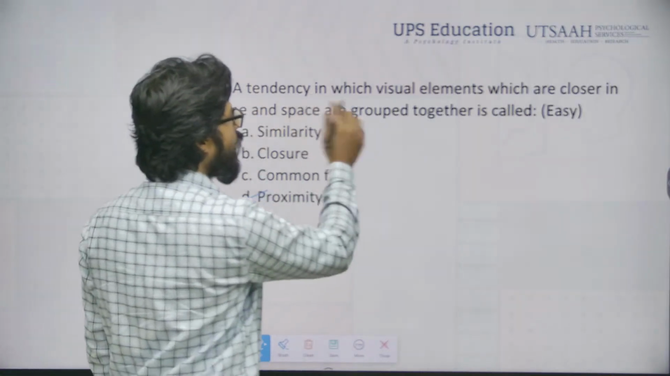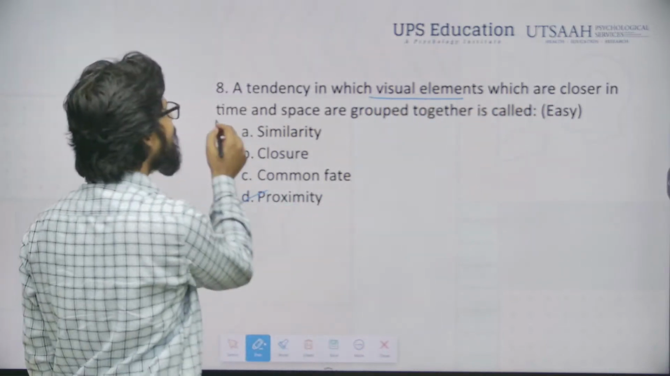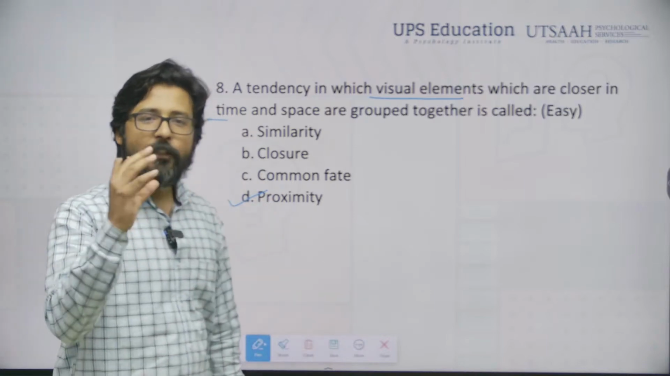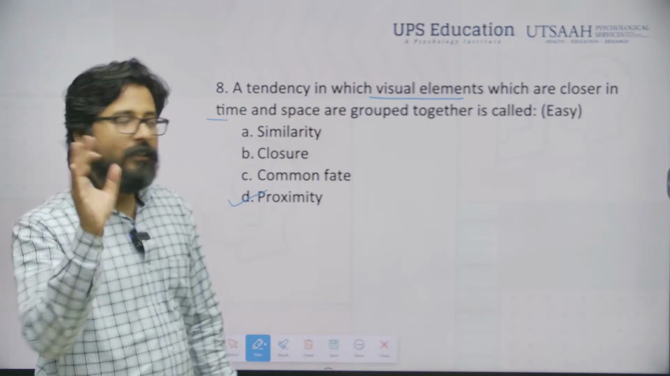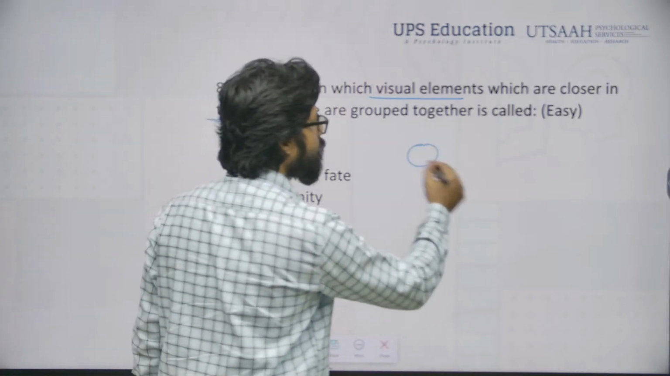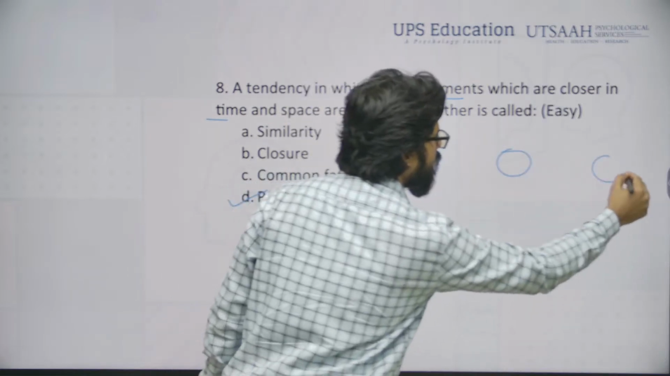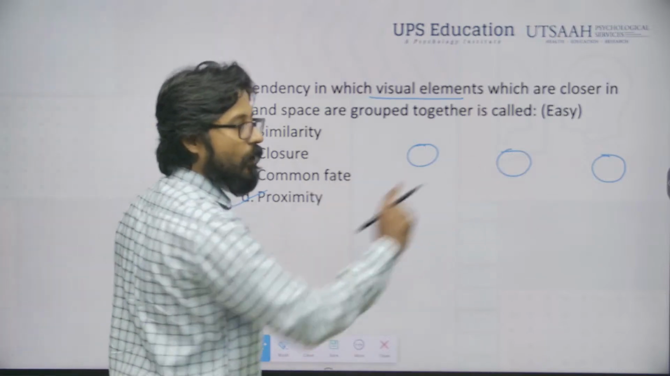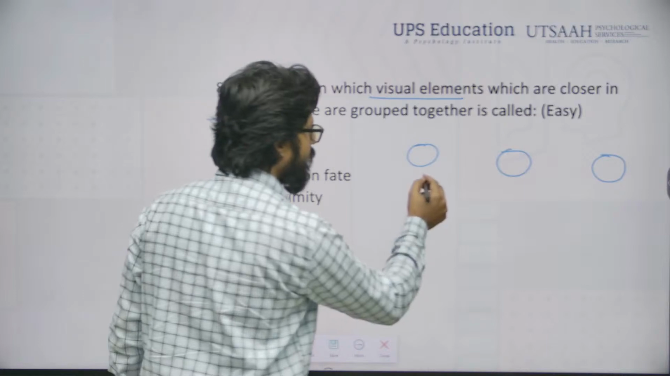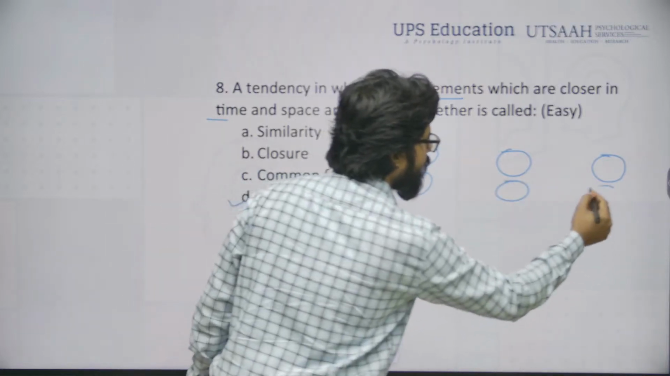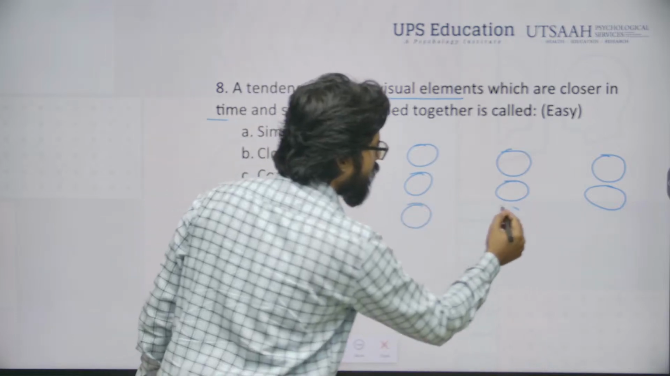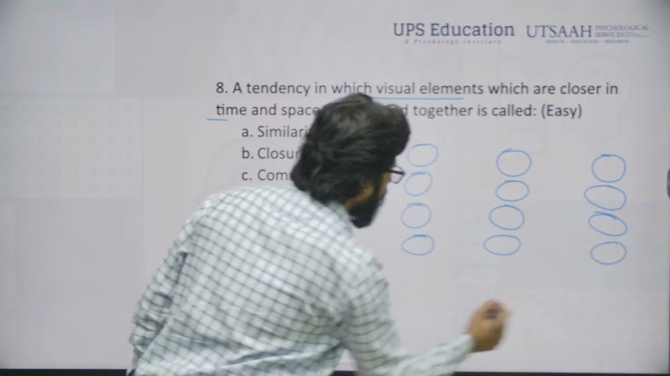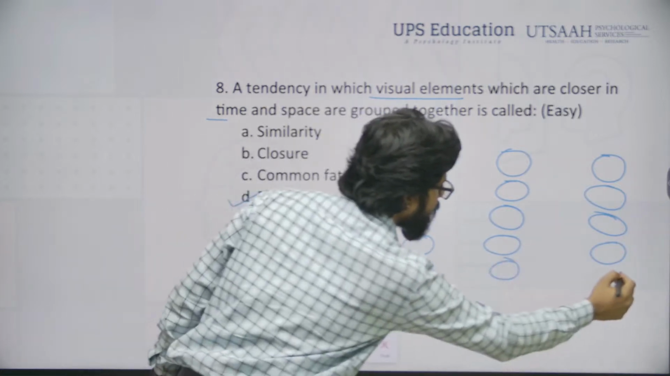A tendency in which visual elements are closer in time and space. We can take an example: when two objects are relatively closer, we can consider them a group. Like you can see, these are horizontal lines, right? This is the first horizontal line that I draw. Now I am drawing another horizontal line, then a third, then a fourth. But now it will be very difficult to consider them horizontal lines. Now you will consider them vertical ones.